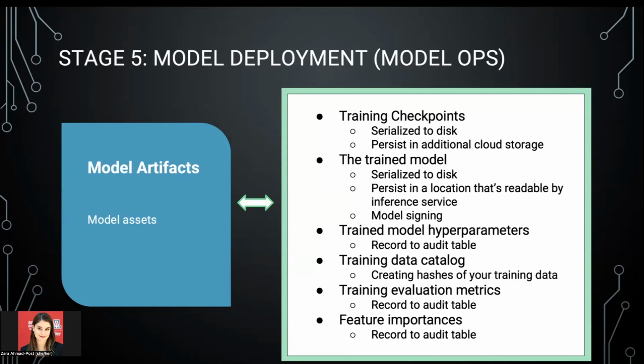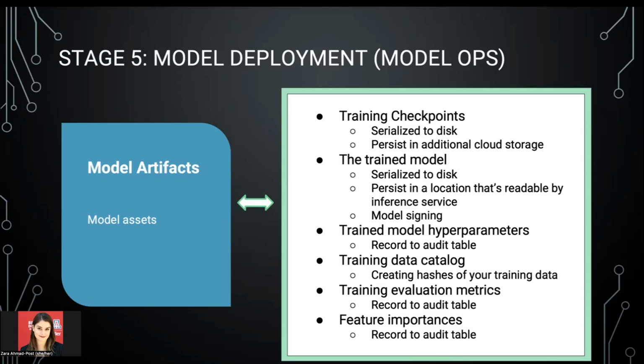Then another model artifact is the trained model itself. So we want to potentially serialize that model to disk. We could persist the model in a location that's readable by your inference service. So some cloud storage somewhere, either using bucket storage or in a database. And then there's also things like model signing. So signing a model, showing that the model actually is what you say it is.